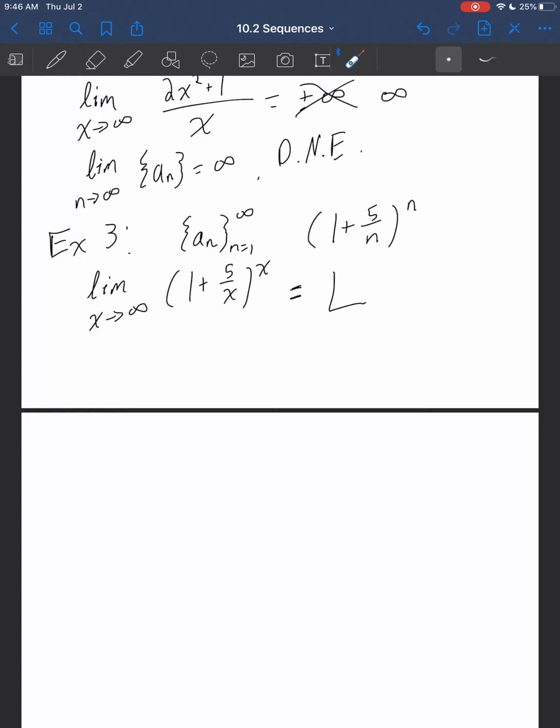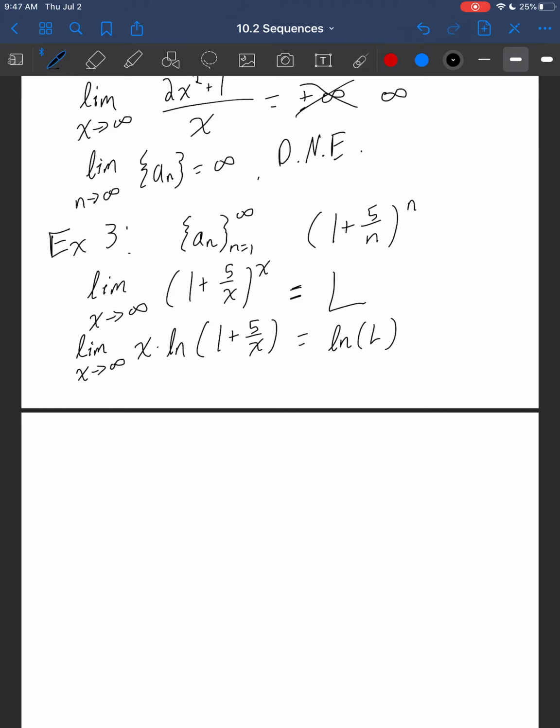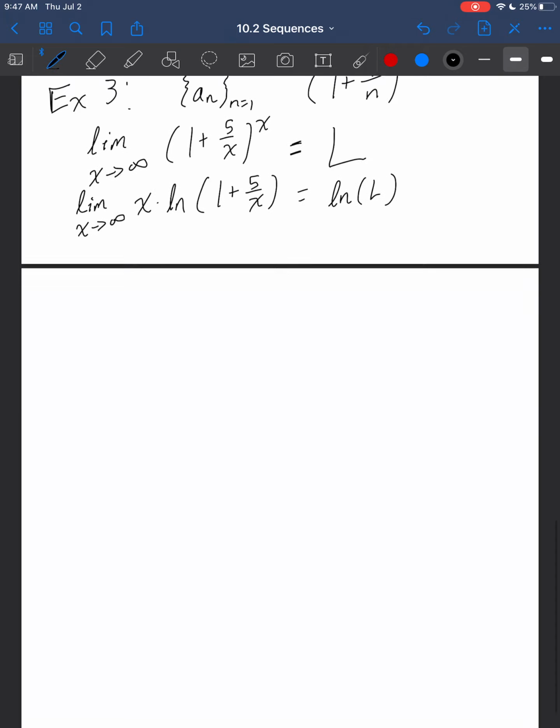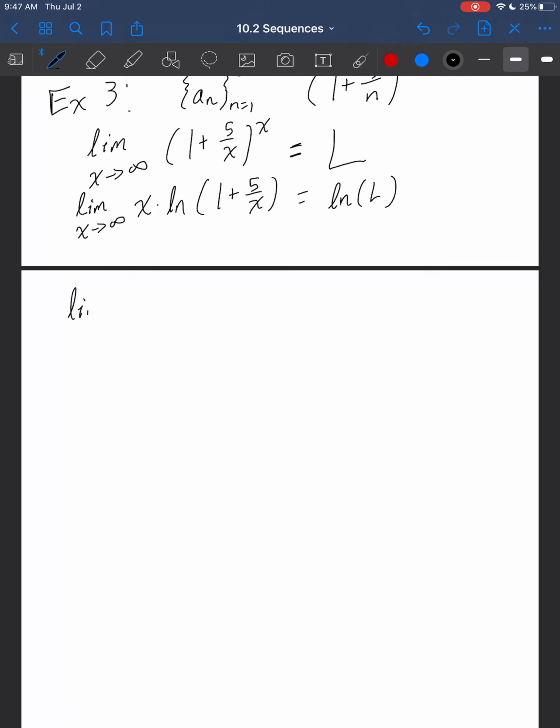So the basic strategy for dealing with these functions, especially when you have exponents in them, is to take natural logs of both sides and then use L'Hopital's rule on the resulting function. So taking natural logs, I can bring natural logs inside my limit. So I have the limit of x times the natural log of 1 plus 5 over x equals the natural log of L. Okay. Now, this isn't quite something we can use L'Hopital's rule on, right? Because we don't have a fraction. We have x times the natural log of 1 plus 5 over x.